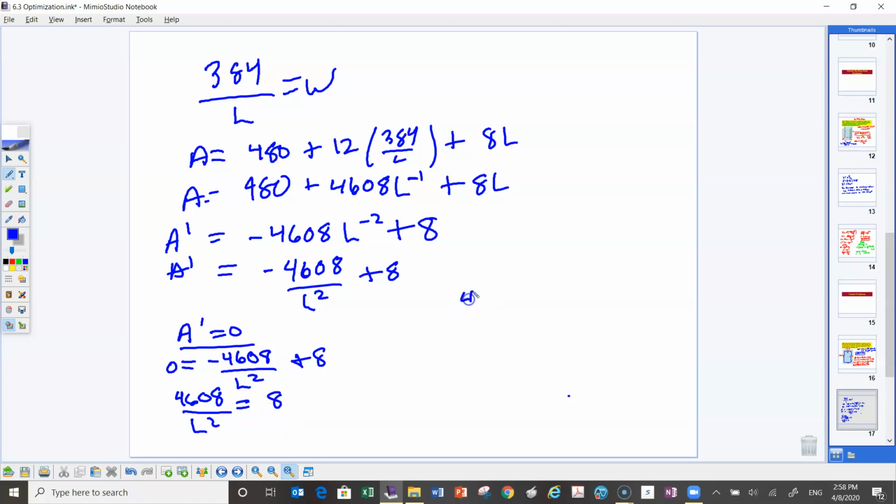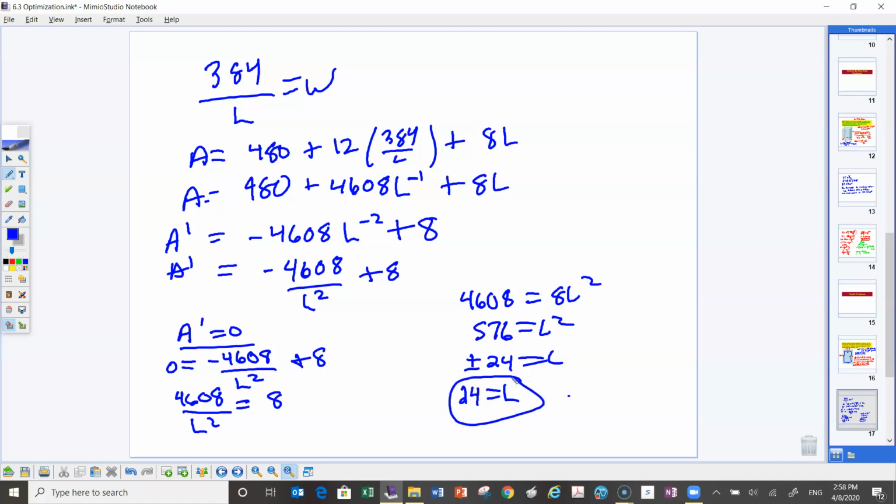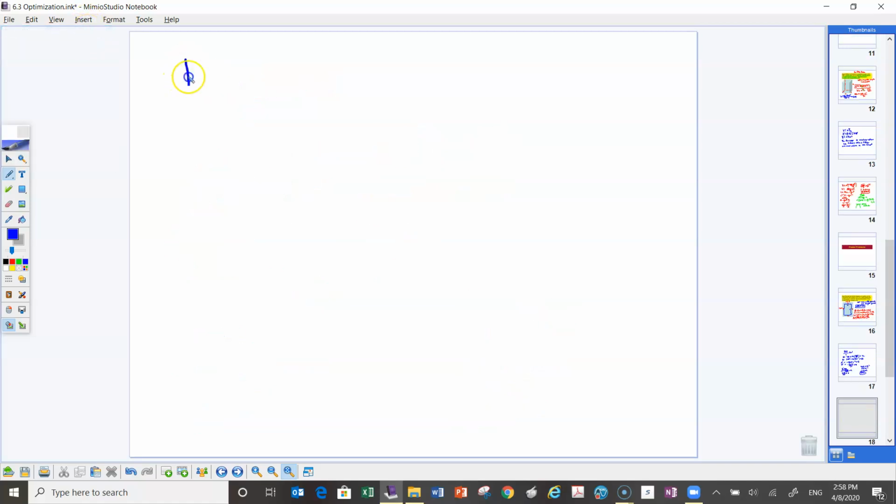Add this over to the other side. Multiply both sides by L squared. Now I can divide 4608 by 8. That's 576 is L squared. If you square root that answer, you're going to get plus or minus 24 is equal to L. Because we're dealing with the length, I can only have a positive length. Now I need to prove that this is a minimum area, because they want the area of the entire poster to be a minimum.